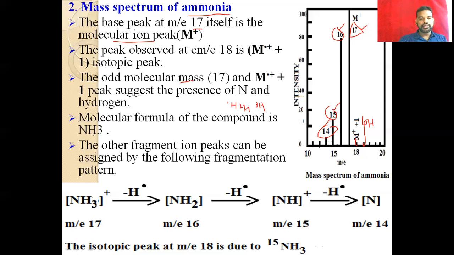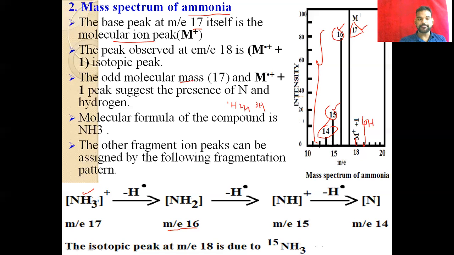Now we have to give the proof by the fragmentation peaks. We guess it is an NH3 compound, so we have to give the fragmentation of NH3. The fragmentation molecular masses must match the fragmentation ion peaks of this graph. If both are similar, then we can say it is an ammonia compound. So first we have to write the fragmentation.